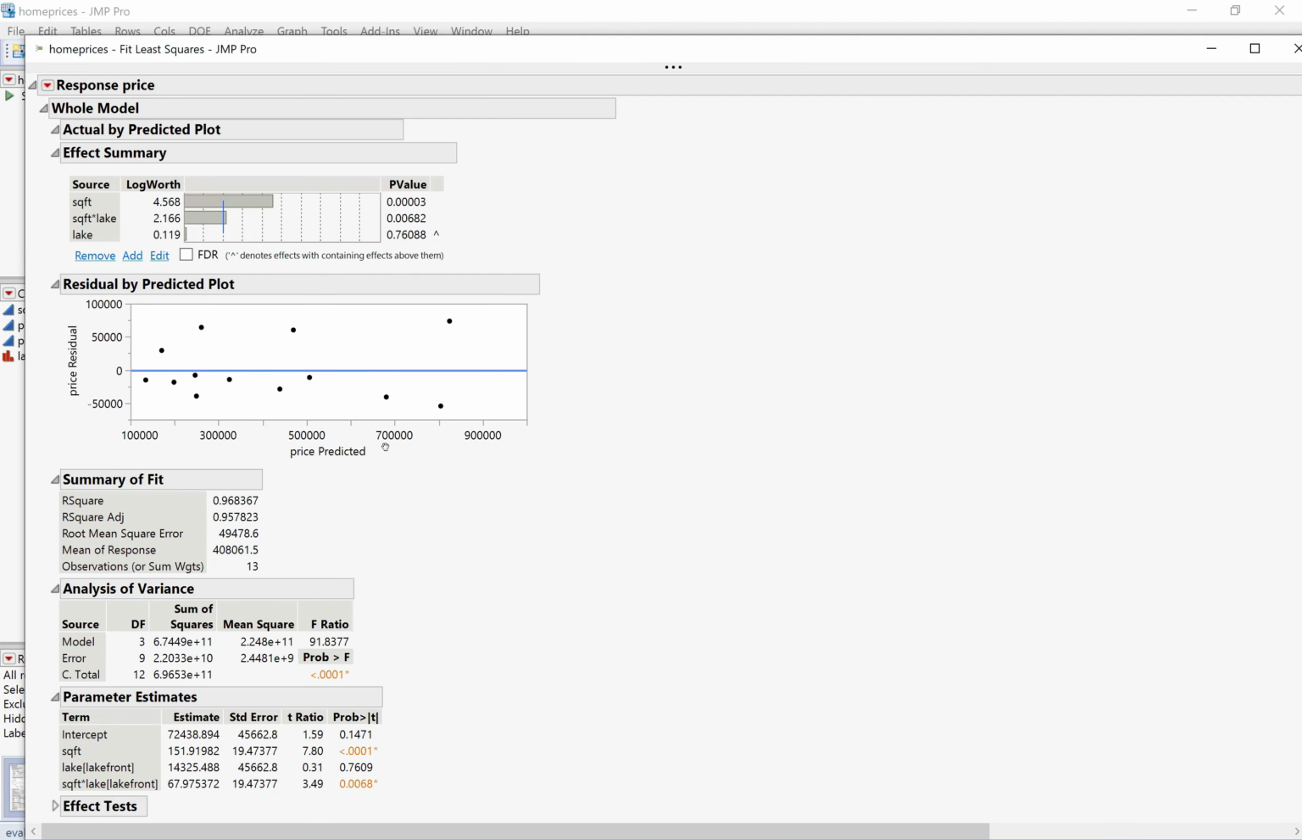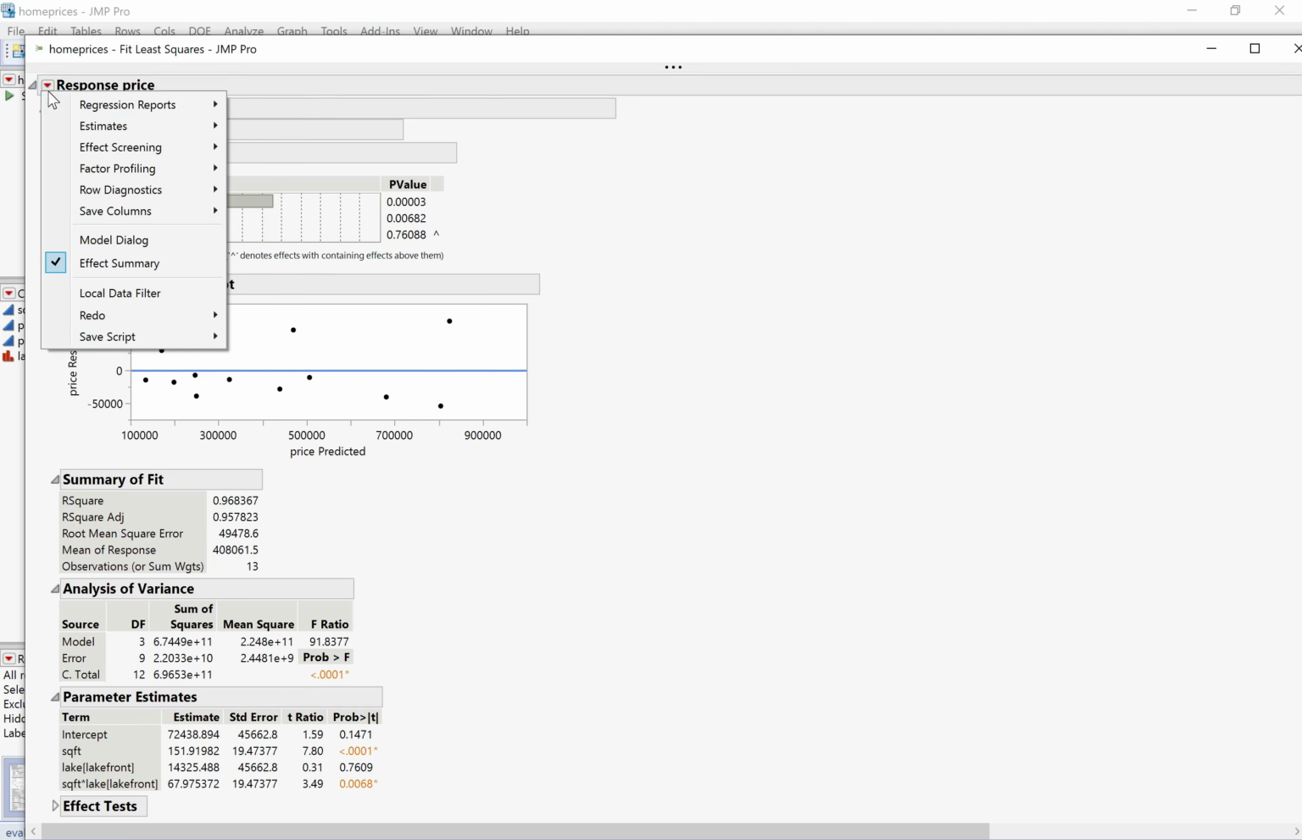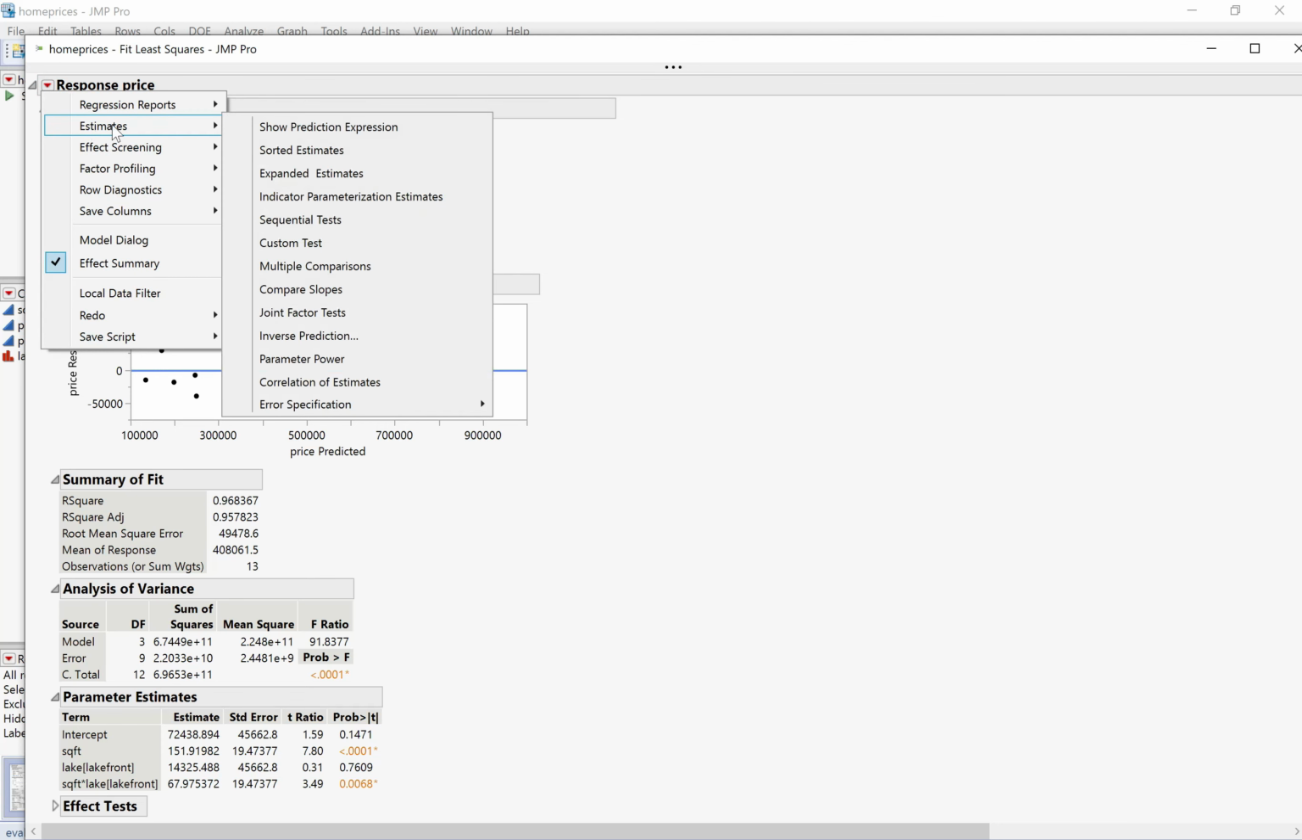So I can tell that this did what it was supposed to because now when I look at the size, it just has regular square feet. It's not doing square feet minus the mean. But this still is using the effect coding, and I want to use indicator coding. So this is the same as what we did for additive models. I'm going to go up here to response, estimates, and change it to indicator parameterization estimates.